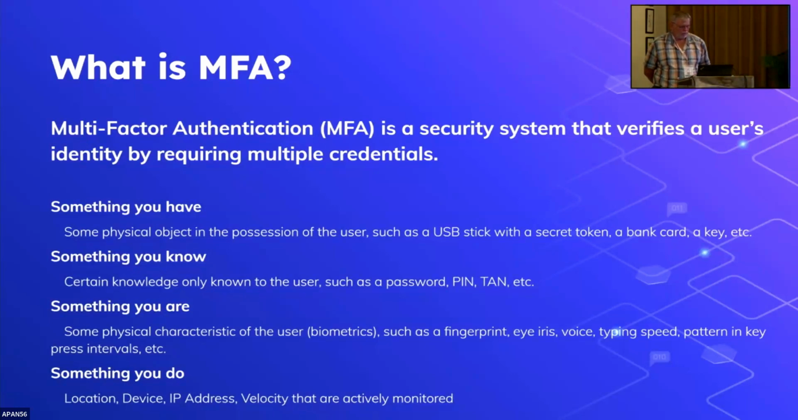It's something you are, some physical characteristic, so a biometric: fingerprint, iris scan, voice, typing speeds, patterns in your key press intervals. There's a whole raft of things that can be measured about you that can be used to verify that you are who you are. Or it's something you do. So it's your location, your device, your IP address, your velocity that are actively monitored. If I were to log in today from here in Sri Lanka, and then in an hour's time I was seen to log in from Australia, that's impossible for me to be in two places that far apart in such a time frame. That would be a real flag to the system that the second authentication is dodgy.